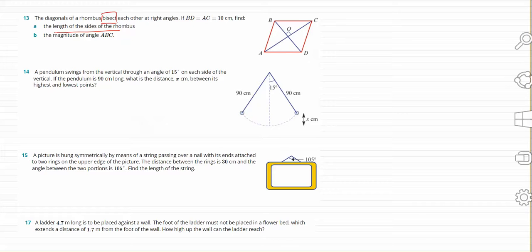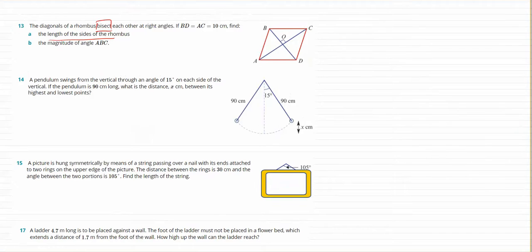This is further maths. We're going to look at exercise 18A, questions 13, 14, 15, 17. Okay, so question 13. We've got a rhombus and the diagonals of a rhombus bisecting each other at right angles. Means it cuts each other in half at right angles.